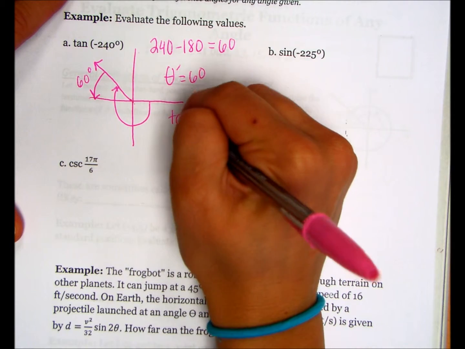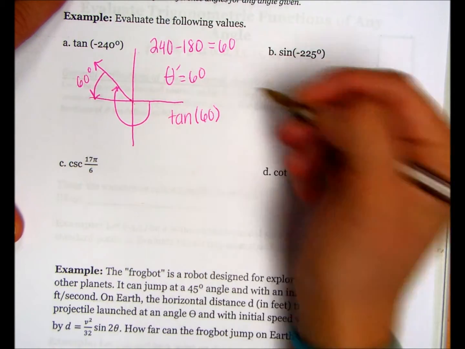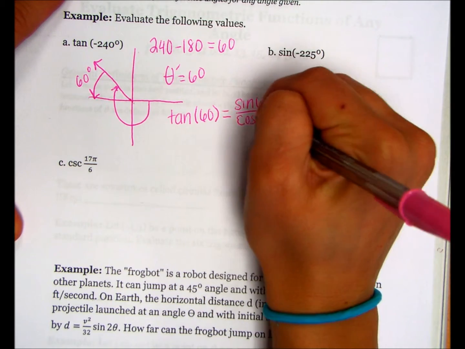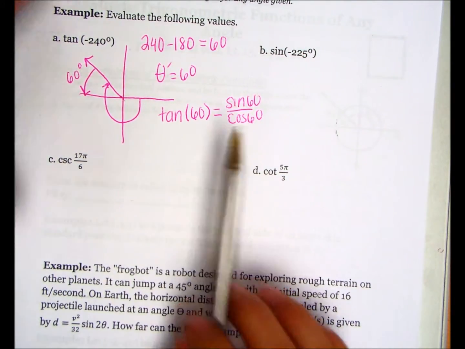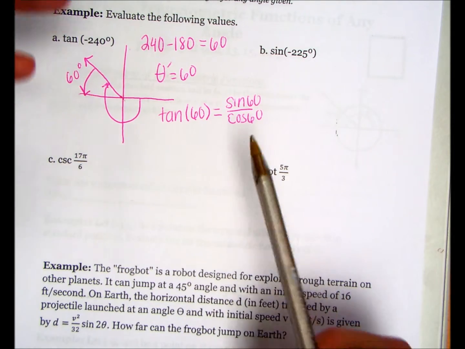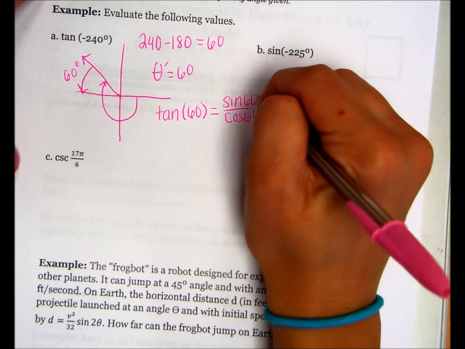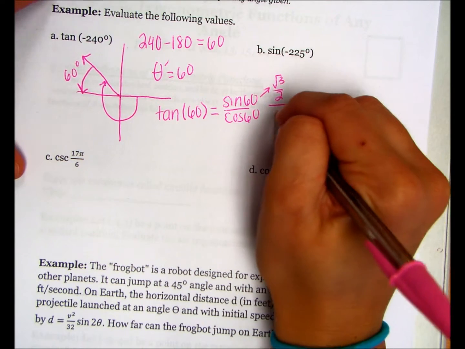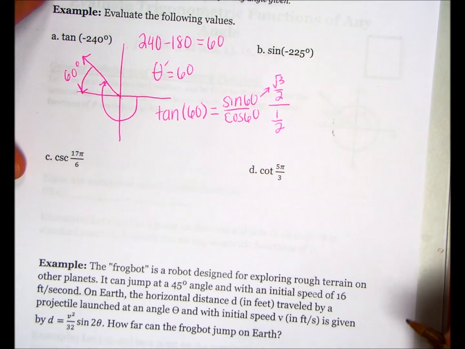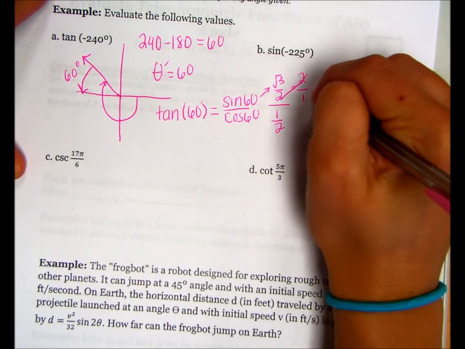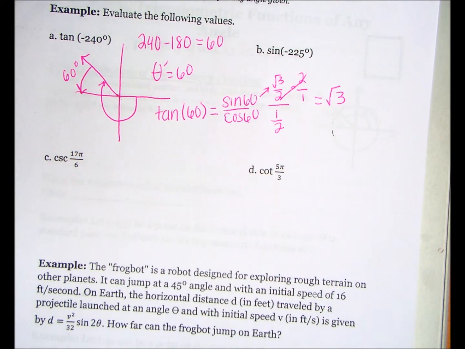So now I need to find tan of 60 degrees. Well, tan is just sine of 60 over cosine of 60. Thinking back to my unit circle, either using your hand or knowing and understanding your unit circle, I know that sine is square root of 3 over 2, and cosine is 1 over 2. So then if I multiply by the reciprocal here, I'll get the square root of 3.